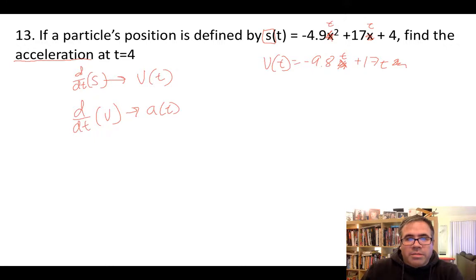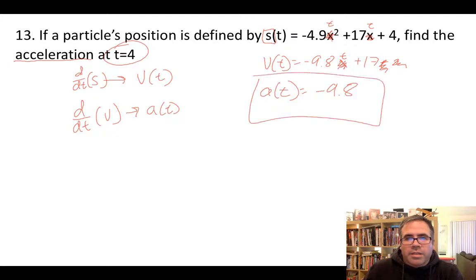Then we take the derivative once more. The acceleration in terms of time is equal to, well, just negative 9.8. And everything else goes away. So it doesn't matter that t happens to be 4 here. The acceleration is always negative 9.8. So this is your ultimate answer.